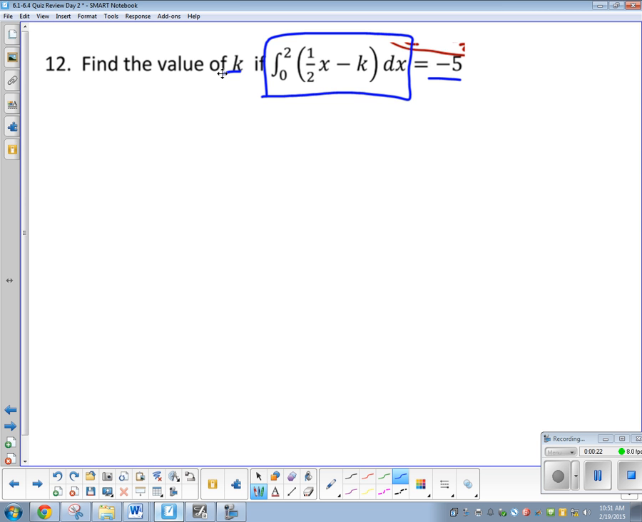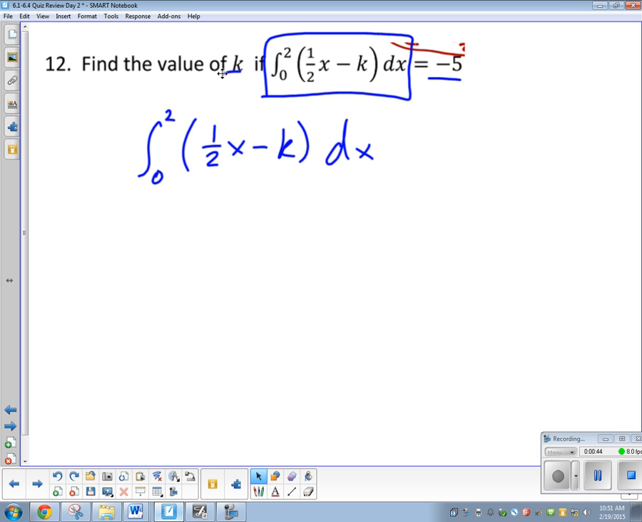All right? So we're taking the integral from 0 to 2 of 1/2 x minus k dx. Do I need to do u substitution here? No. Is there any function inside of another function, or a fancy thing in the denominator? Nope, I don't have that, so I don't need to do anything like that. Instead, I can just take the antiderivative of both things.